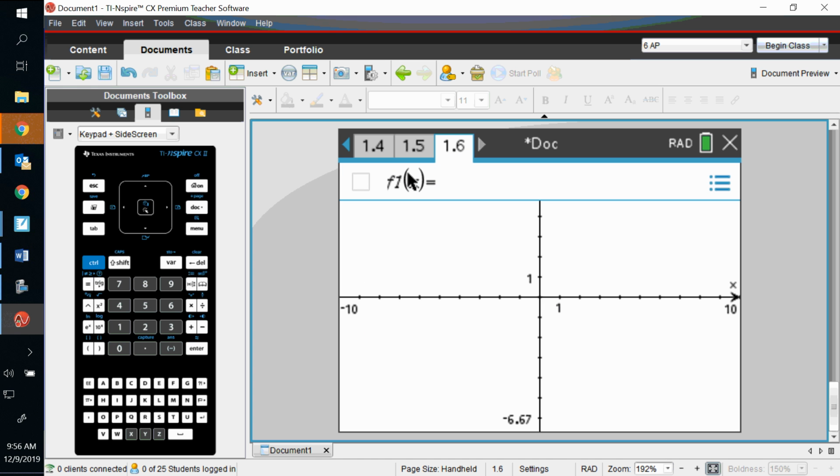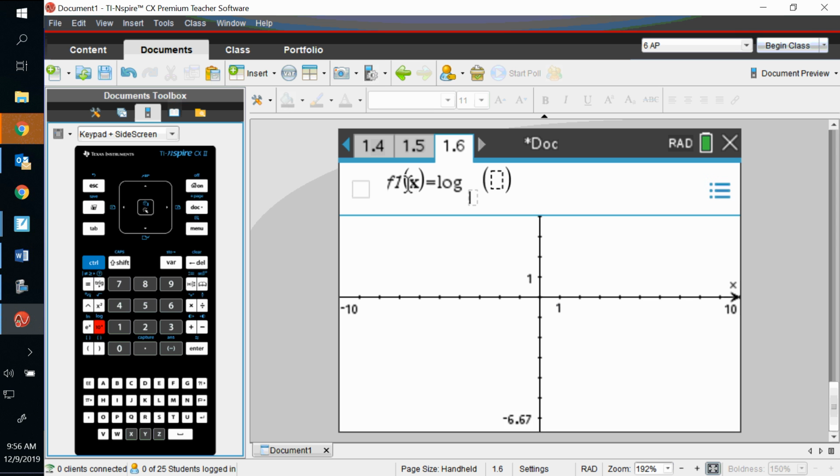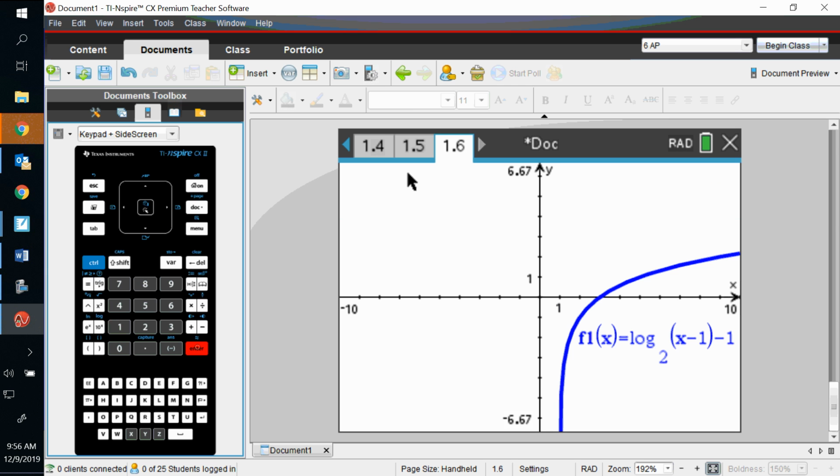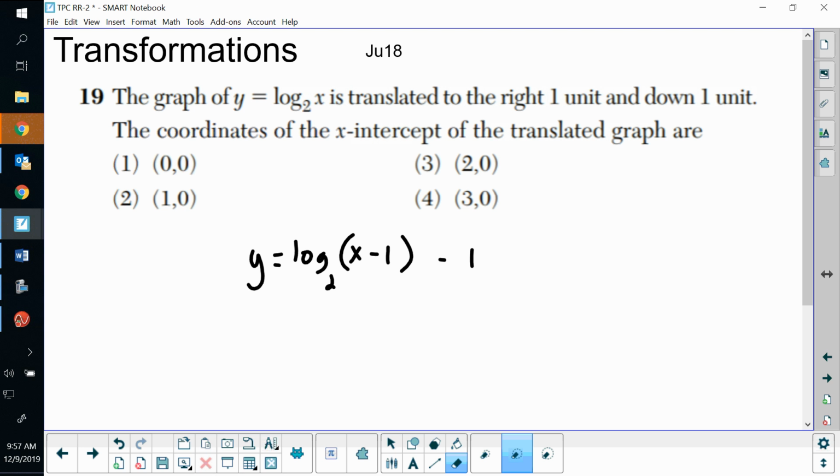So we'll go to the graphs page. Log is just to the left of the 1, but you have to hit the control button. So log base 2. In our parenthesis, we now have x minus 1. Make sure you move out of the parenthesis with the minus 1. And then we just want to see where it's crossing the x-axis, and it's crossing at 3, 0. So that would be our choice for this one. Okay, so you have to know your transformation rules in terms of your shifts, left, right, up, and down, and then you can just graph it from there.